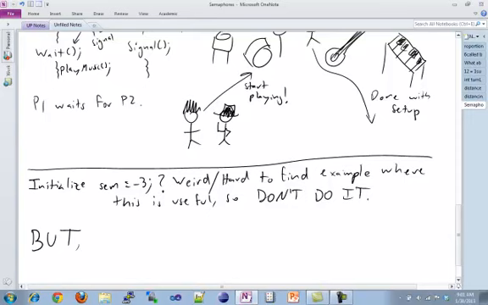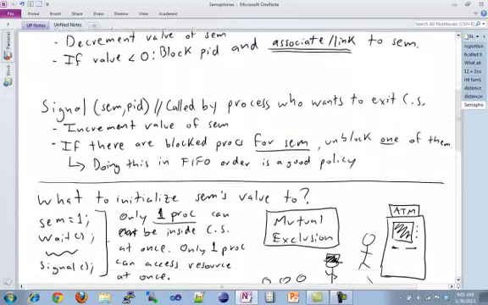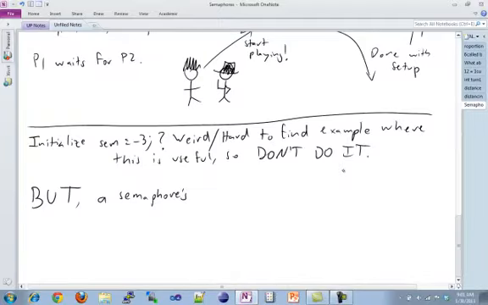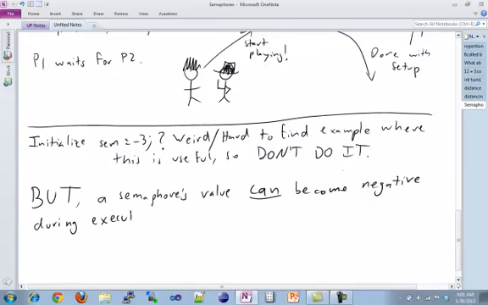However, a semaphore's value, because of our particular implementation, where if we go all the way back to wait, we're decrementing the value before we do our check, can become negative during execution. So when exactly can this happen? What does that even mean?